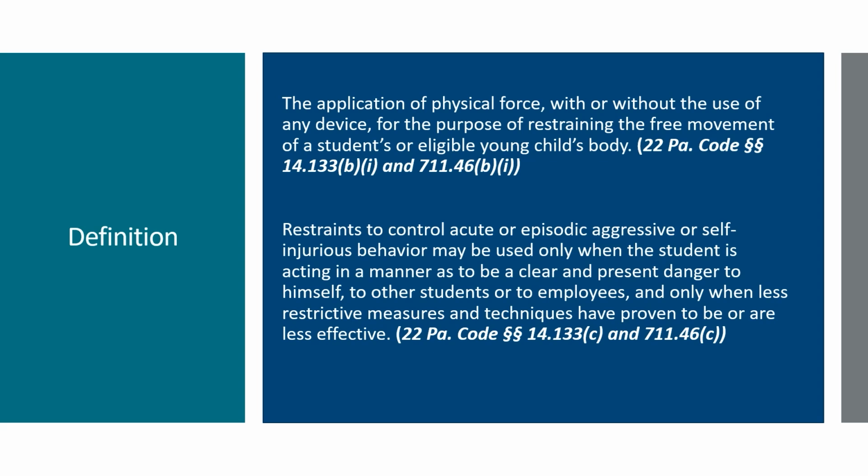Restraints to control acute or episodic aggressive or self-injurious behavior may be only used when the student is acting in a manner as to be a clear and present danger to himself or herself, to other students, or to employees, and only when less restrictive measures and techniques have proven to be or are less effective.